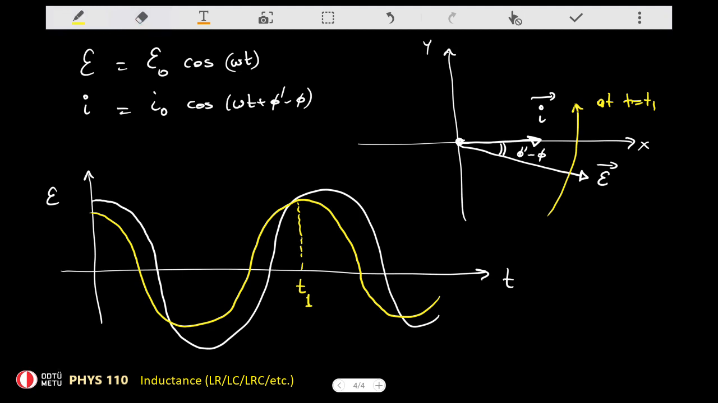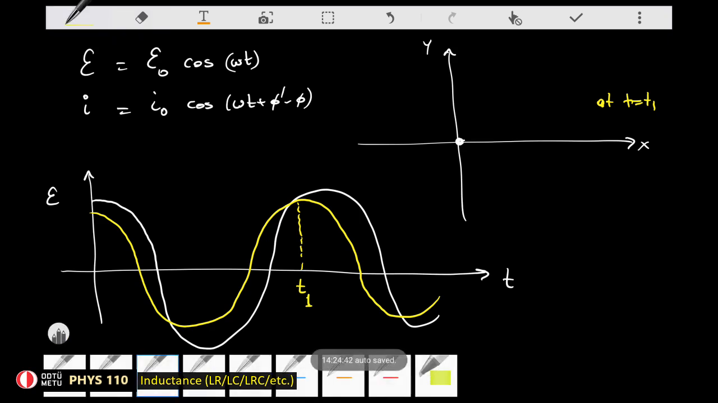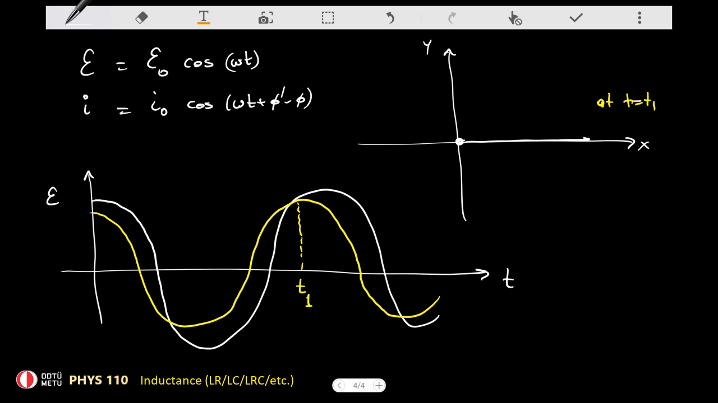So let me then erase this and show what happens. This is a moment in time where the EMF would be parallel to the x-axis, and the current would be like that. So that's the current vector, the EMF vector. That's the time t1 plus delta t. So slightly later, at time t1 plus delta t, the EMF becomes maximum. So again, this is phi prime minus phi.